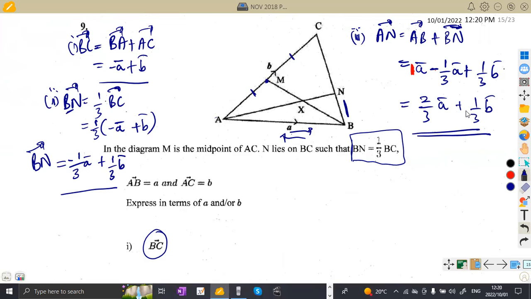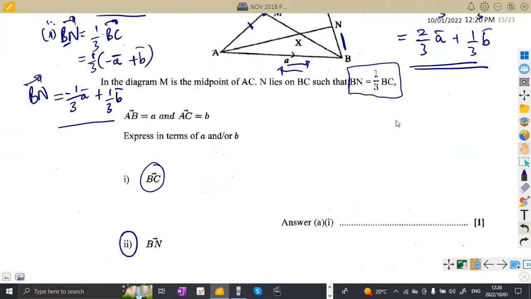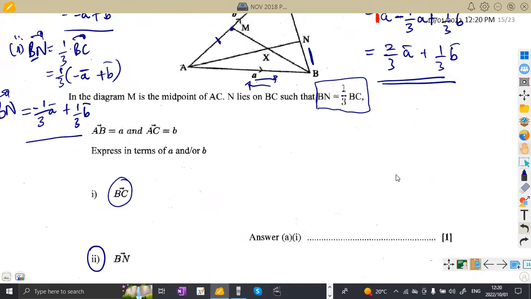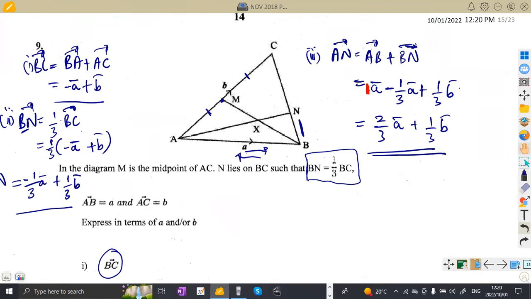Okay, so it seems easier. All you need is to have as many questions as we can and revise as much as we can. Anyways, what about the other question? Let's see the other question. Bm, from B to M. That is our item 4.